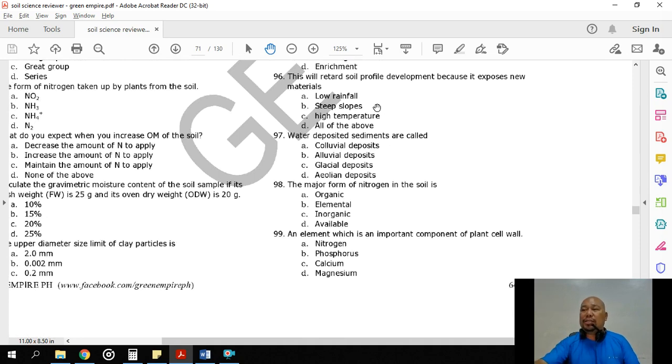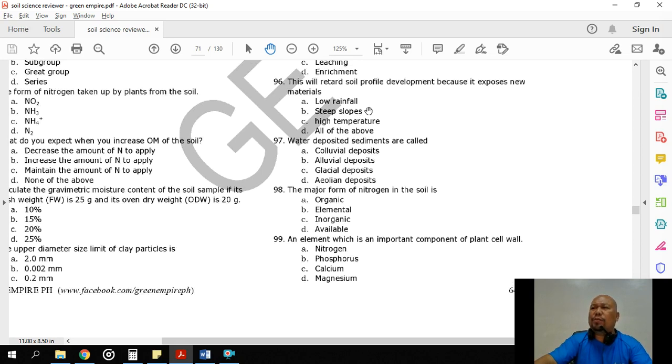96. This will retard soil profile development because it exposes new materials. Low rainfall, probably not. Steep slopes. Oh yes, with steep slopes the topsoil gets eroded easily, so new material is exposed. High temperatures, probably not. All of the above, no, it's not. So the correct answer for 96, I would go for letter B, because the topmost horizon keeps getting scraped off. Time? 22 minutes. That's okay.